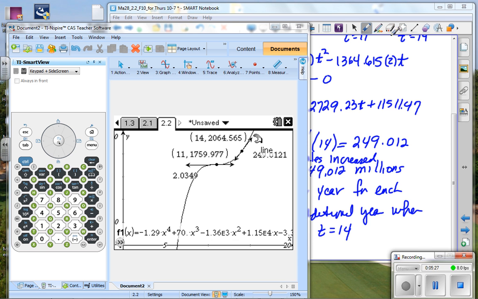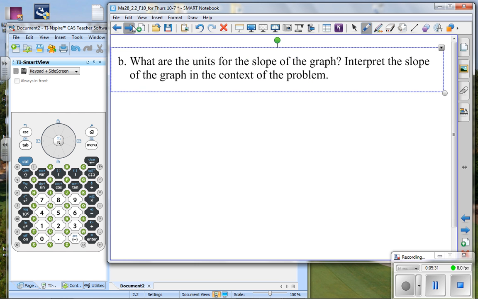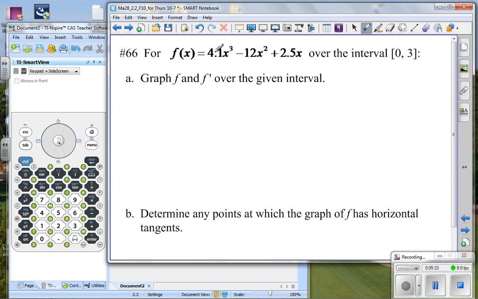Okay, one last problem for this section, and we've already answered that question. Okay, here we go. For this function over the interval from 0 to 3, recall this means that 0 is less than or equal to x. Because of the bracket, we include the endpoint, less than or equal to 3. That's what this interval notation means. Graph the function and the derivative over the given interval. Well, let's look first at what is the derivative.